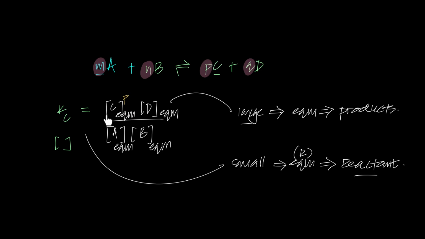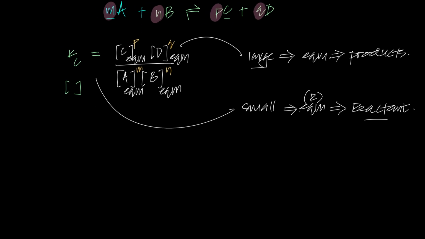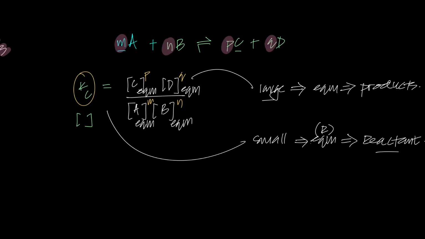So it's basically the concentration of C to the power of P, the concentration of D to the power of Q, the concentration of A to the power of M, the concentration of B to the power of N, at equilibrium. So this concentration is at equilibrium. This concentration is at equilibrium. This concentration is at equilibrium, and voila, this is how the equilibrium constant was developed. So it's not a jumbo mumbo formula that you are taught.